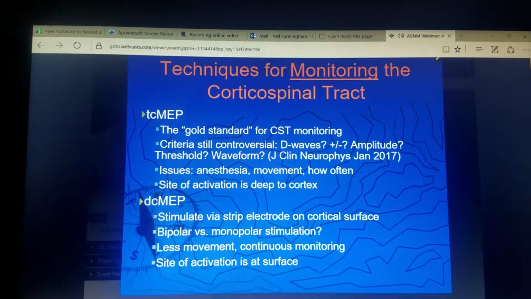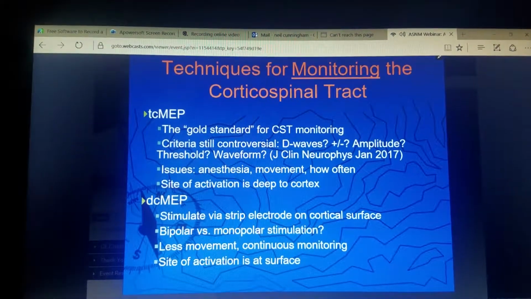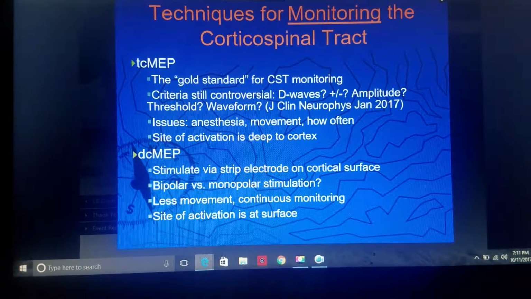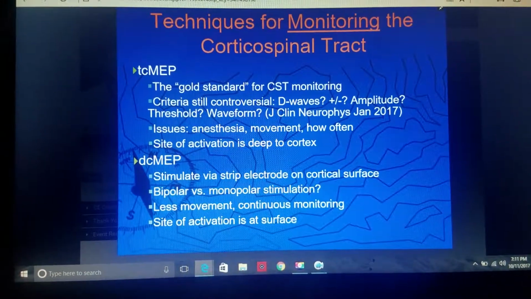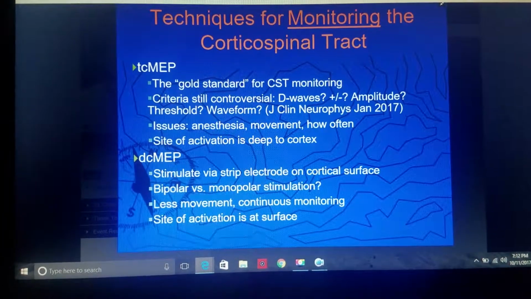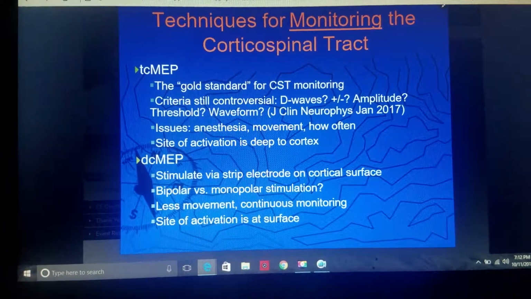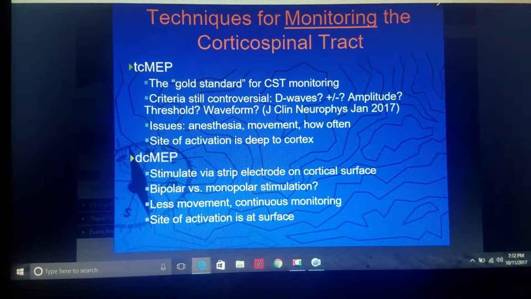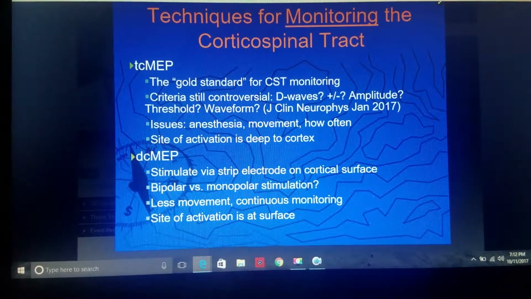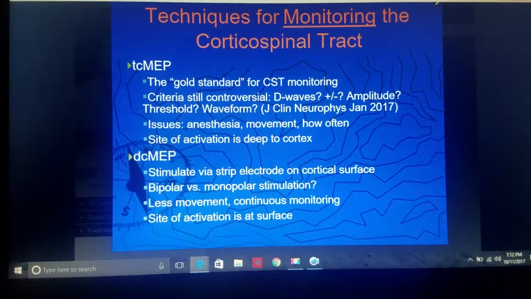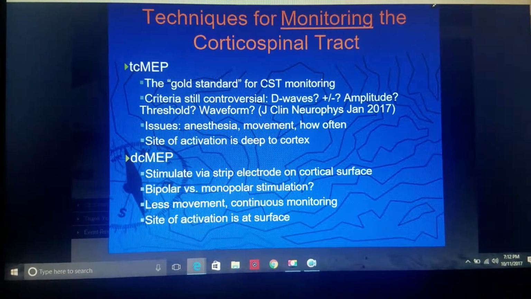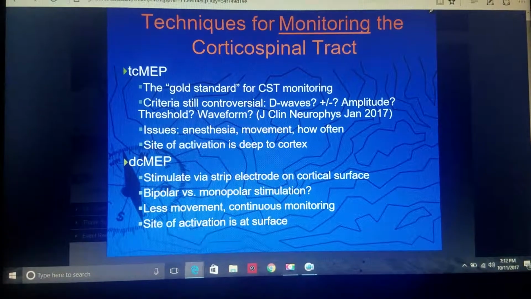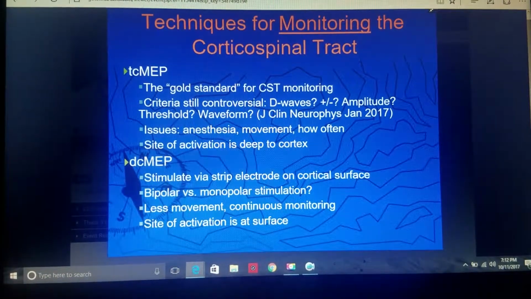TCMEP obviously has its issues. It's very sensitive to anesthesia, where you need close cooperation. We won't go over that. Obviously it produces a significant movement, which may limit how often you can actually elicit a TCMEP. And the site of the activation is deep to the cortex, so superficial damage may be missed by the transcranial technique, which activates several centimeters deep.